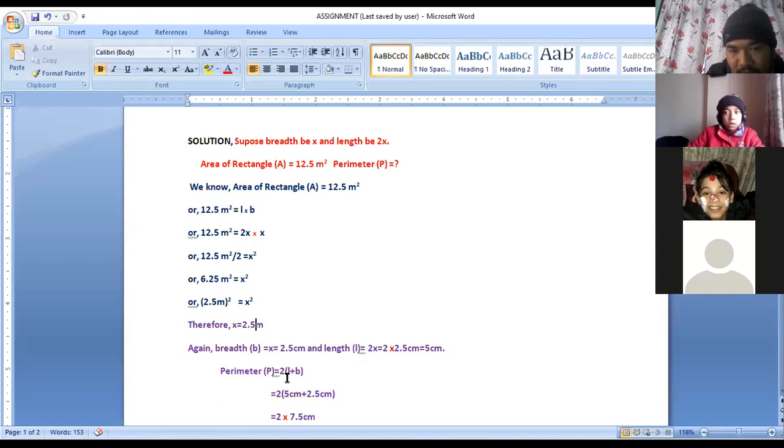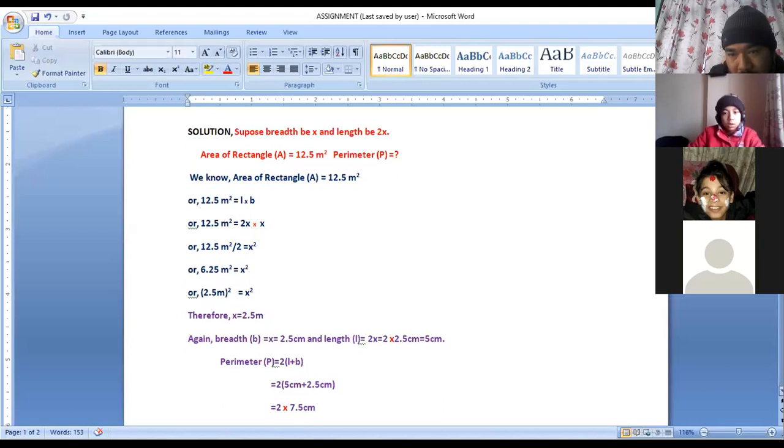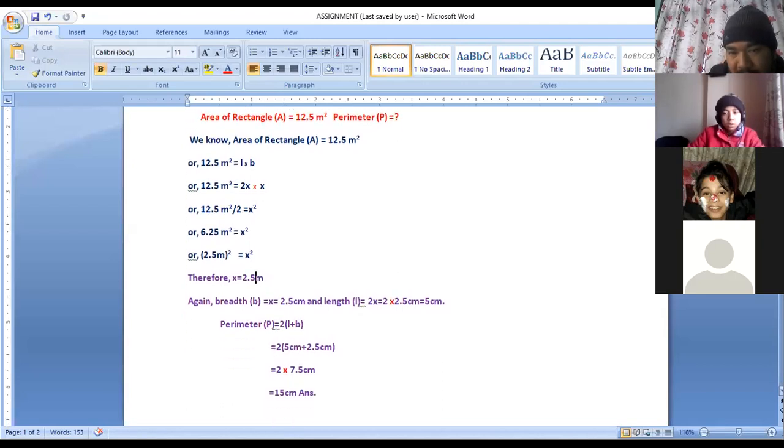Then perimeter equals 2 into (L plus B). Then put the value of length and breadth there. Then we will get 2 into 7.5, which means 15 centimeter. It is the answer. Okay, it was the answer I had explained. Okay, children.